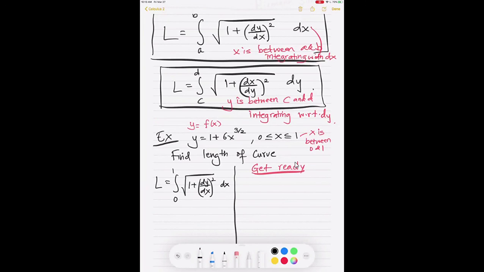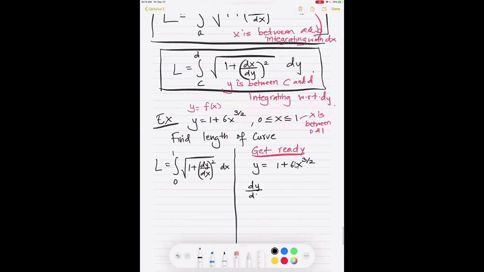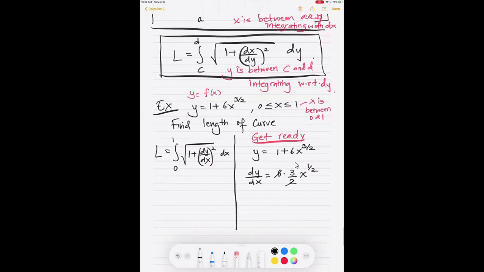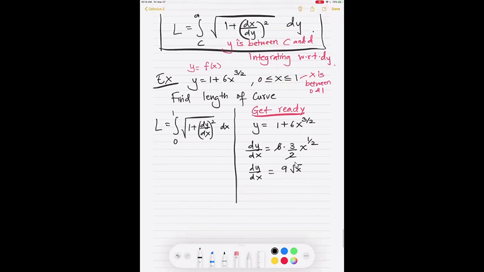So now I start. y equals 1 plus 6x to the 3 halves, so dy/dx is 6 times 3 halves x to the half. Remember, we are doing the derivative now, which is dy/dx equals 9 square root of x. Matching to the formula, I'm supposed to square this, so it will be 81x. So I come back here and say this is the integral from 0 to 1 of the square root of 1 plus 81x, dx.